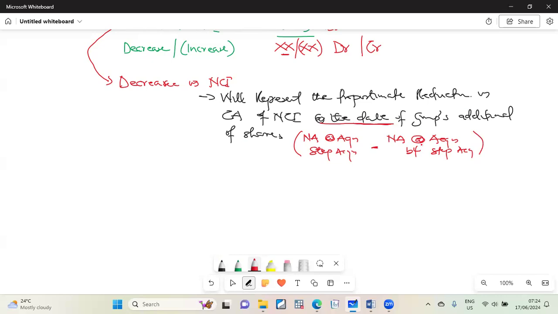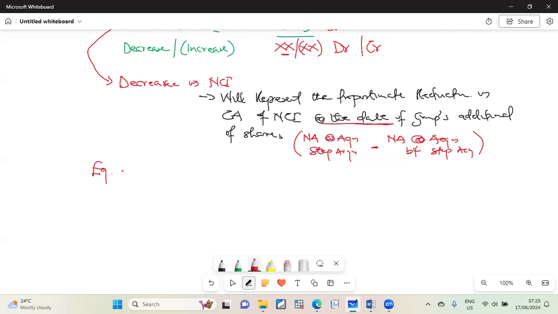Now, don't forget, we said it is a proportionate reduction. So how do we do the proportionate reduction? This is simple. This is what you are going to do. Let's say, for example, if the NCI reduces from 30 to 20. In our case, it is 20 to 15, okay? So I will let you do that bit.